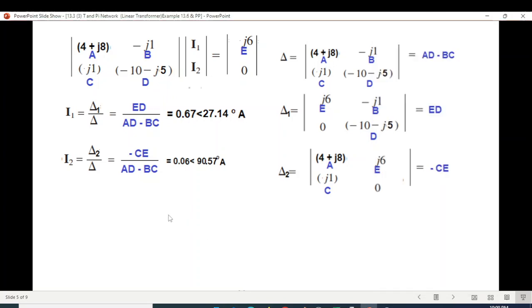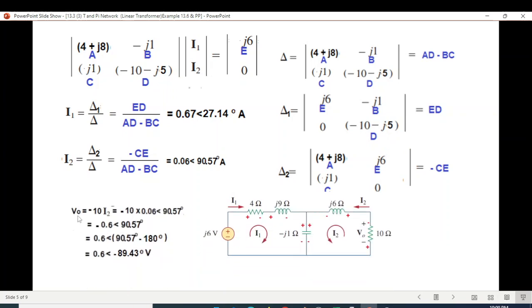Okay, now that we have calculated I1, I2, we need to calculate V0. Now look at this circuit. According to the current direction, it should be positive at the bottom, negative at the top. But V0 has been defined as positive at the top, negative at the bottom. So we have to put a negative sign with the answer. So we'll write V0 is equal to negative 10 into I2. We plug in the I2 value, and so we get negative 0.6, angle 90.57.